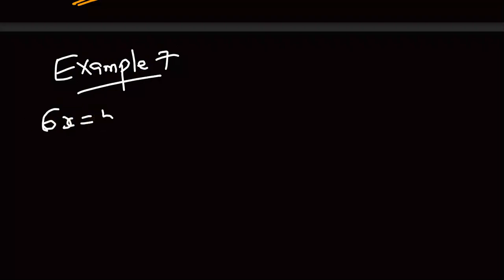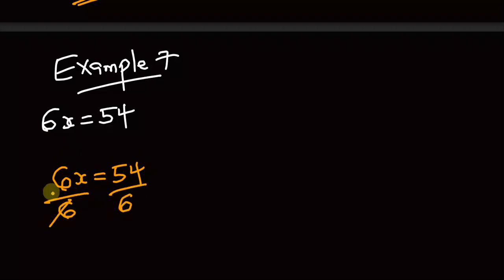Let's look at example 7. 6x is equal to 54. We want to find the value of x. So we are going to divide both sides by 6. Let me write the equation. We divide both sides by 6, so that when we simplify, the value of x will be equal to 9. So 9 is our answer.